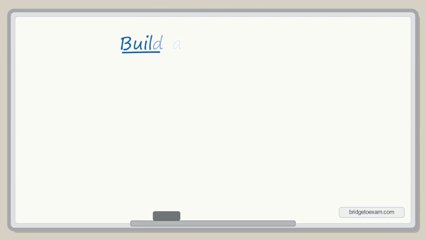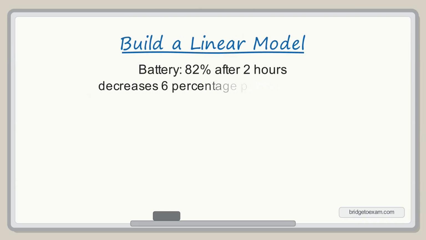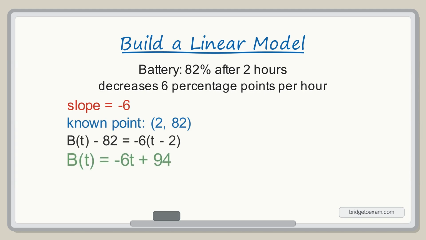When the node measurement is not at time 0, do not force it to be the intercept. The battery is 82% after 2 hours, and the rate is -6 percentage points per hour. Using point-slope form gives b of t equals -6t plus 94.